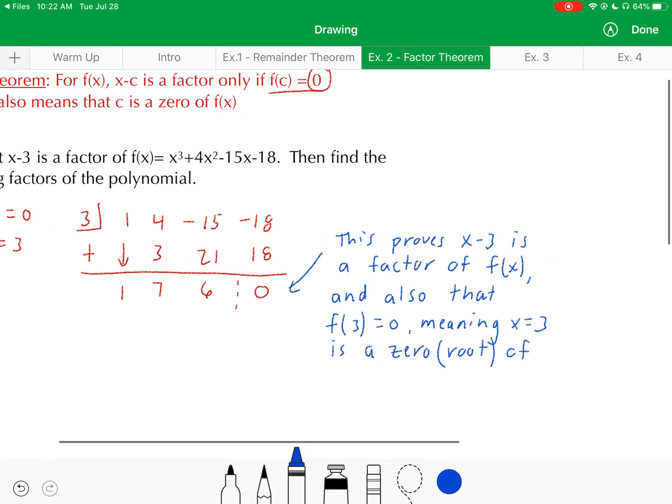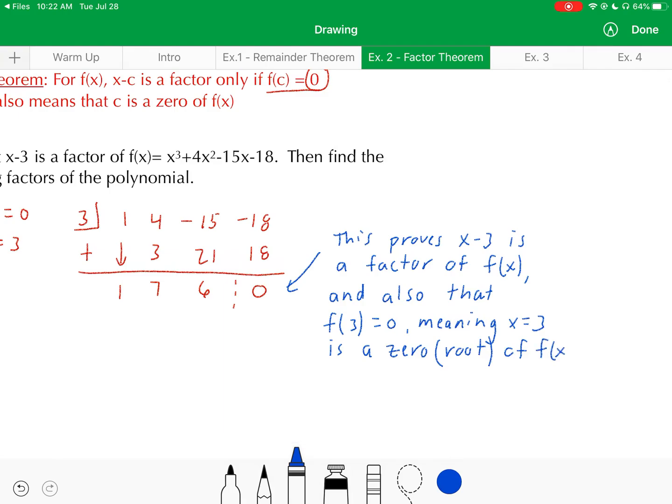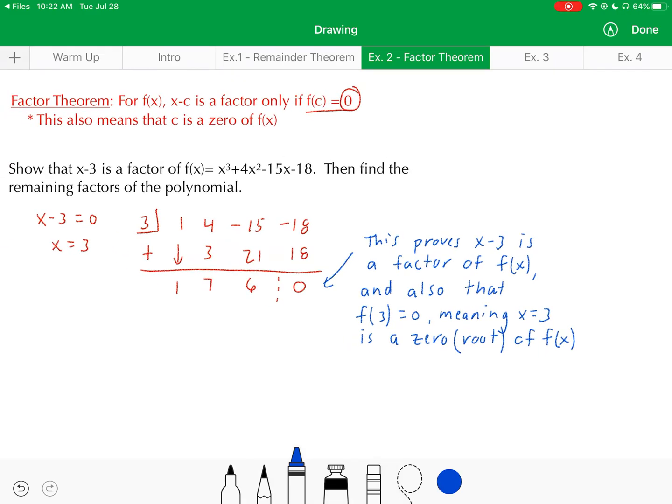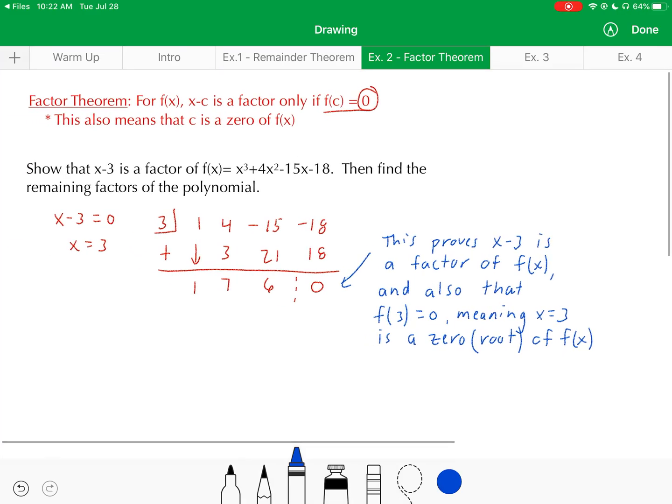So there's a lot going on just by the fact that we got a remainder of 0 in that process. Okay, so now we're not done. We've showed that x minus 3 is a factor. Now we need to find the remaining factors of the polynomial.